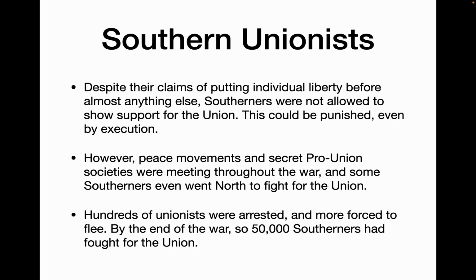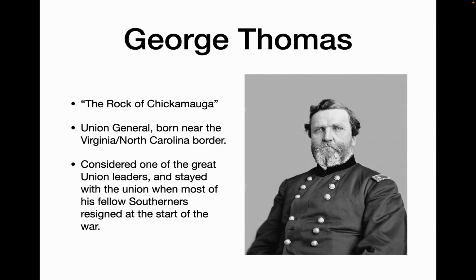By the end of the war, hundreds of people in the Union were arrested, and more had been forced to run. By the end of the war, some 50,000 Southerners had ended up fighting for the North. One great example is George Thomas. He was a Union general known as the Rock of Chickamauga after his fighting at Chickamauga, which I believe was actually a Union defeat, but he got a lot of good press from it.